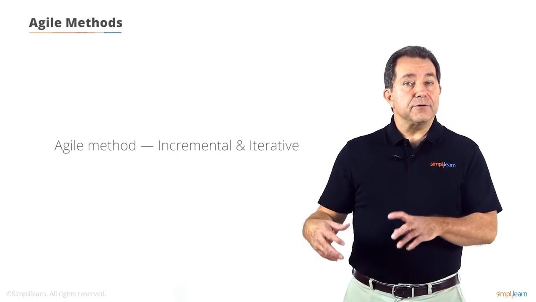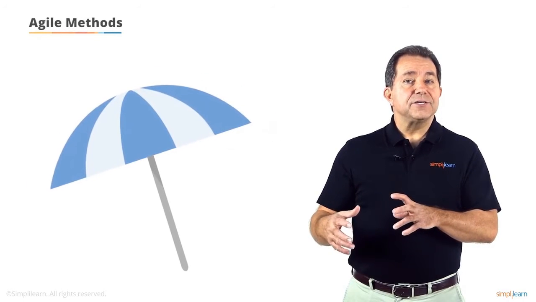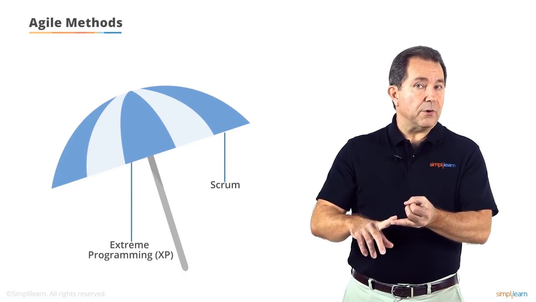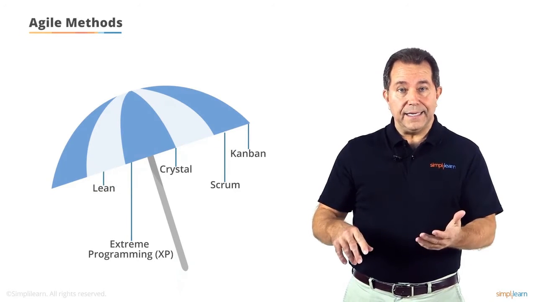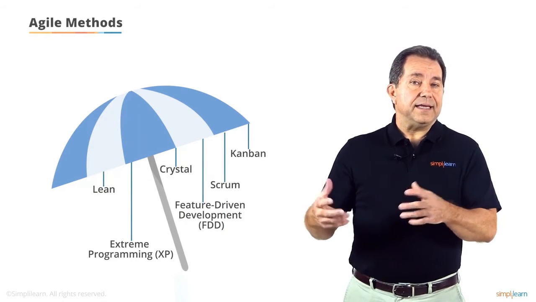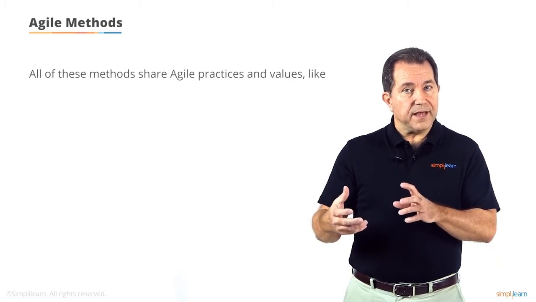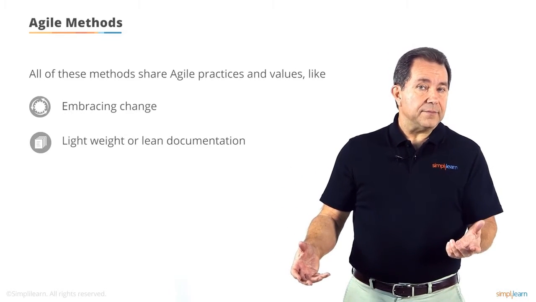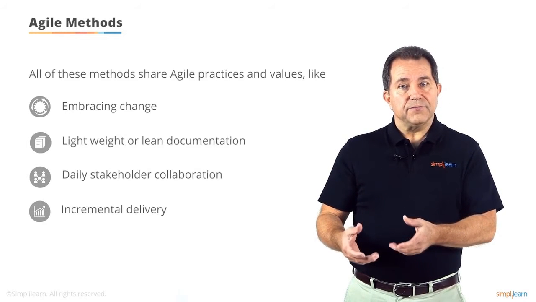Any method which is incremental and iterative is inherently Agile. Under the Agile umbrella is a family of methods including Scrum, extreme programming, also called XP, Crystal, Kanban, Lean, feature-driven development, and DSDM. All of these methods share Agile practices and values like embracing change, lightweight or lean documentation, daily stakeholder collaboration, incremental delivery, and continuous improvement.